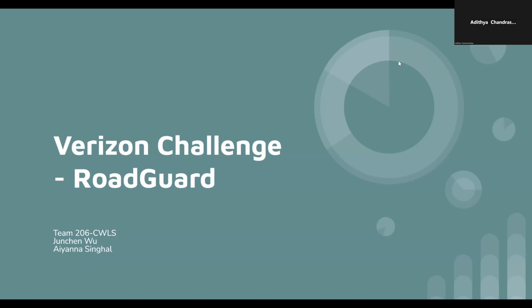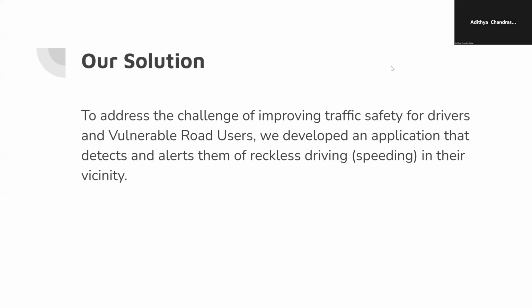Okay. Hi. So we're team CWLS, and we're currently working on the Verizon challenge. And our application is called RoadGuard. So our solution, to address the challenge of improving traffic safety for drivers and VRUs, we developed an application which essentially queries through the VSM data and analyzes current vehicles to determine if a vehicle is making any traffic violations, such as speeding. And if so, we will then send an alert to all individuals within a radius of the speeding vehicle and warn them regarding the speeding vehicle.